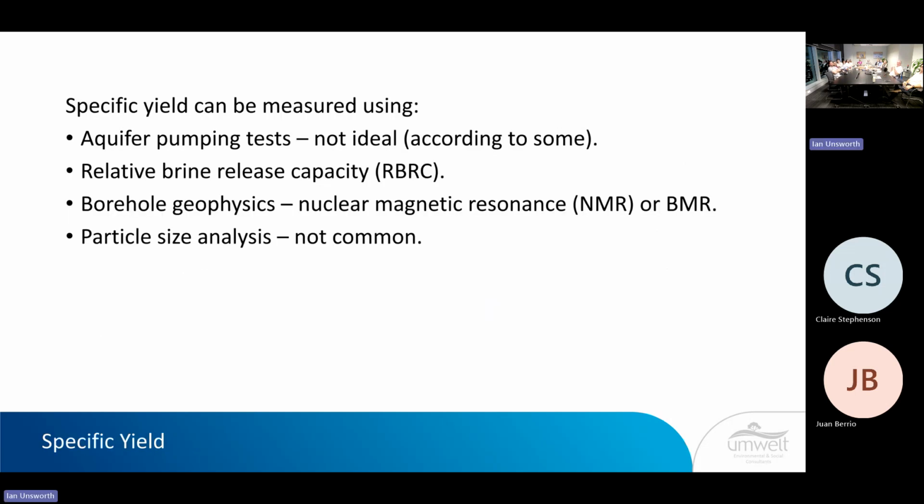Specific yield, so pumping tests, something called relative brine release capacity, borehole geophysics these days. I've seen one report with particle size analysis, but the reference they were using was from surface soils rather than deeper material. So I've only seen it in the one report. I don't know, has anybody else used it? That was from Western Australia. I haven't tried it personally.